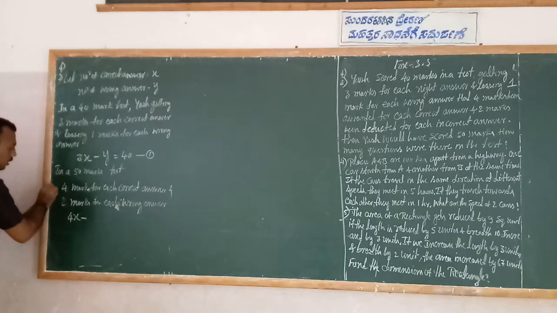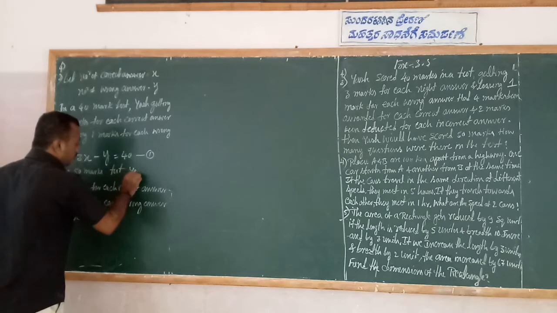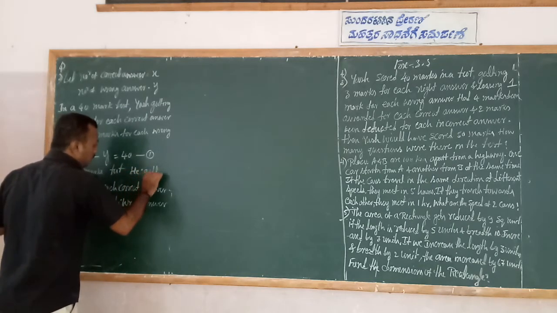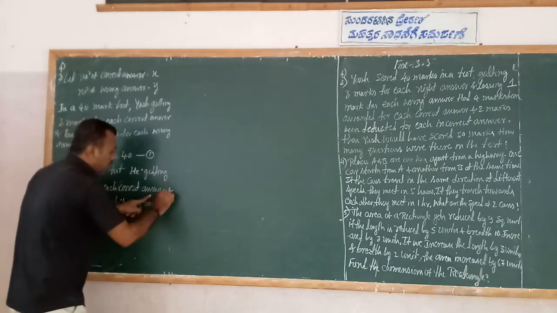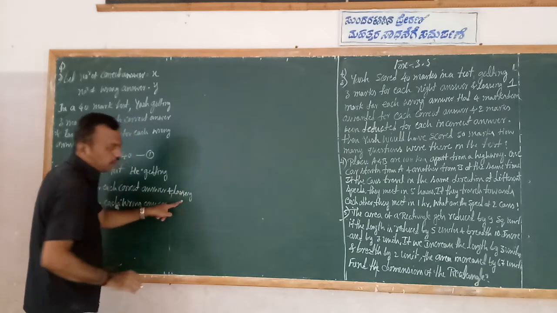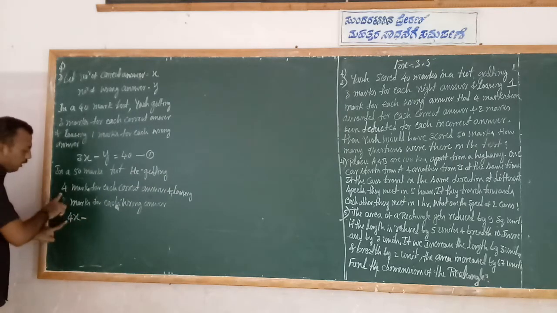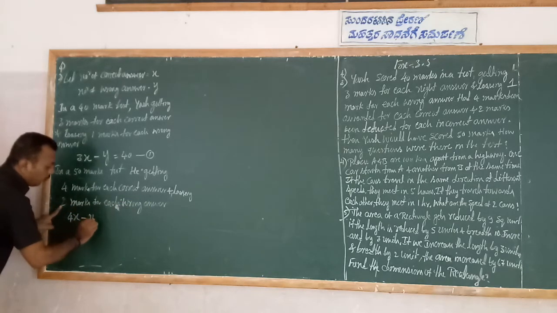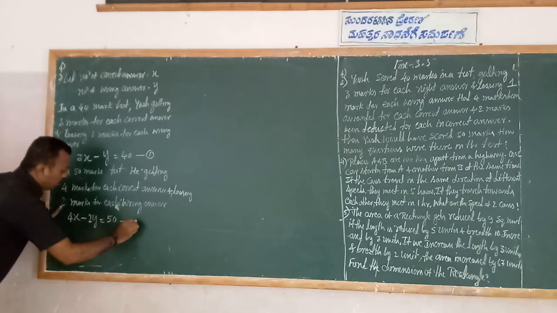So he is losing, he is getting. This is 4 marks for each correct answer, and losing is deducted. Both are the same. 2 marks are deducted for each incorrect or wrong answer. So 4 into x is 4x, minus losing means minus 2. Wrong answer means y, so 2y. Total marks is 50. This is called equation number 2.